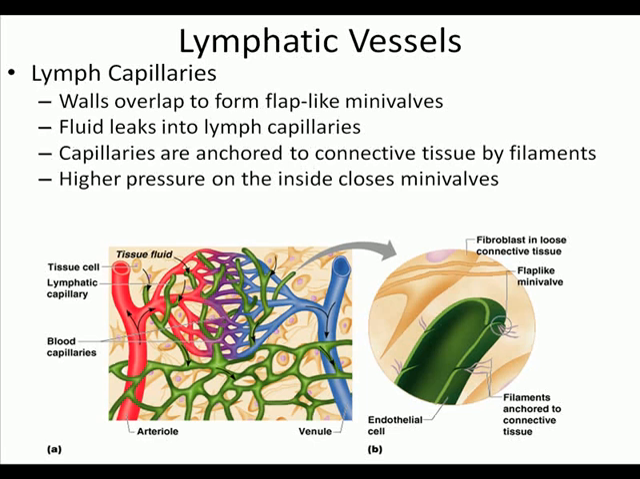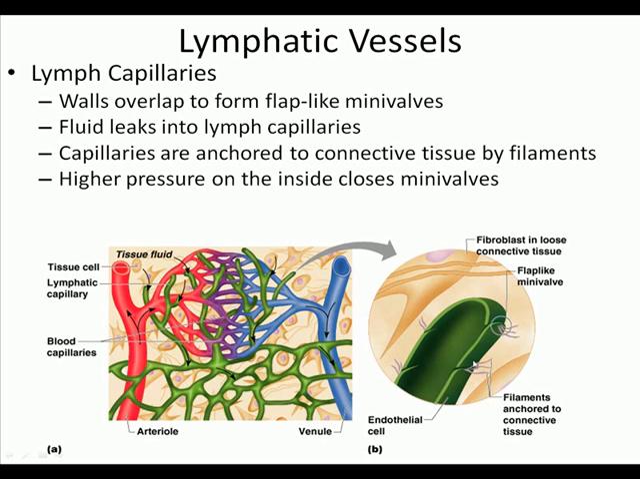Here's a picture where the red and blue are analogous to arteries and veins, and we're looking at a capillary bed. The green are the beginnings of the lymph capillaries, so the lymph vessels. They're in the capillary bed, and lymph is taking in some of the fluid that is there.